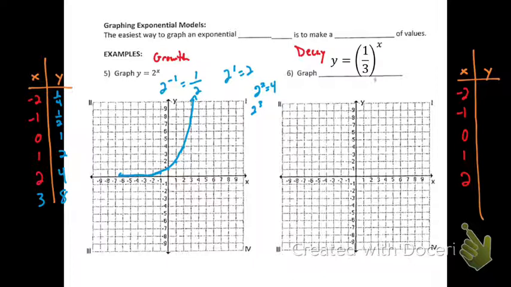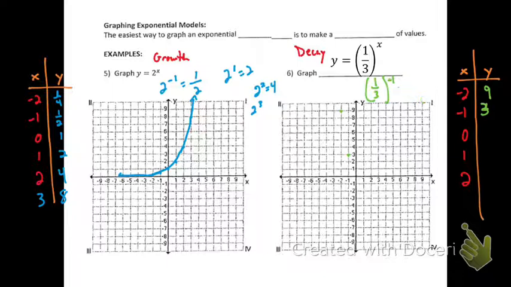Now, next up, we have 1/3. We're going to take that to the -2nd power, which means we flip it. So this would be 3 to the 2nd power, and 3 to the 2nd power is 9. So -2, 9 is our first point in there. Then if we try -1, that just means we flip it. So it's just 3 over 1, it's just 3. -1, 3.